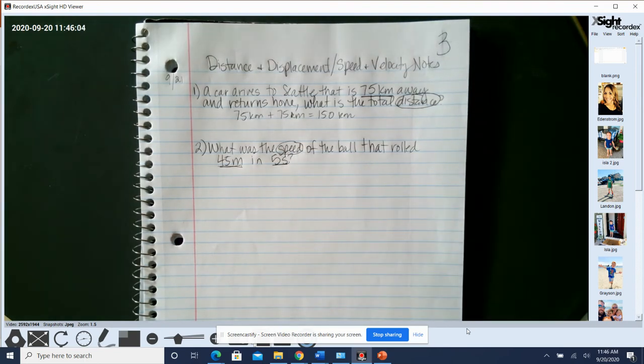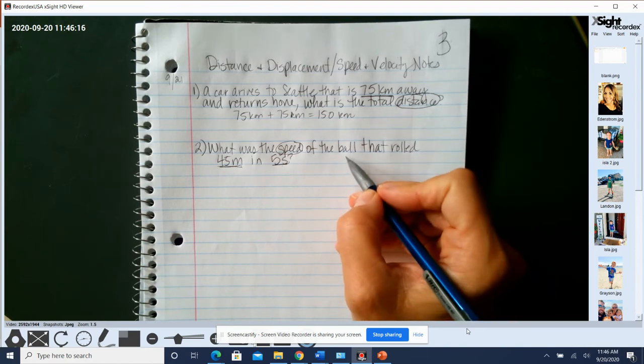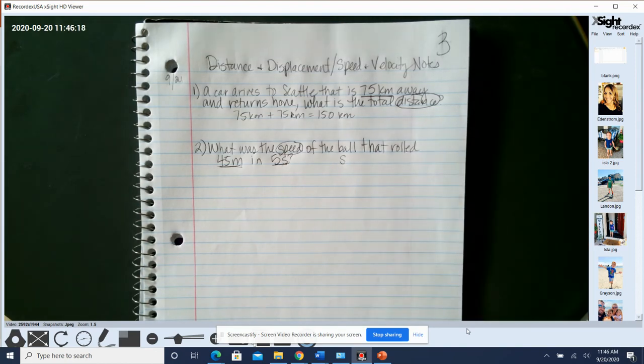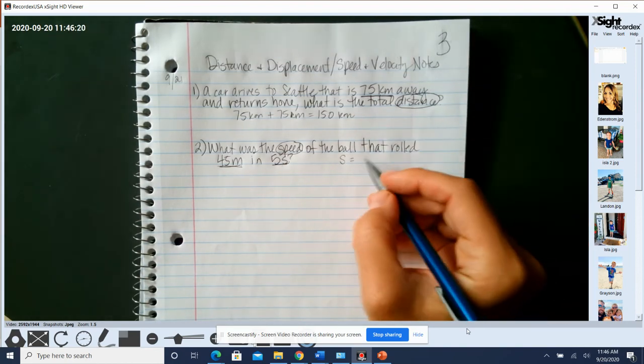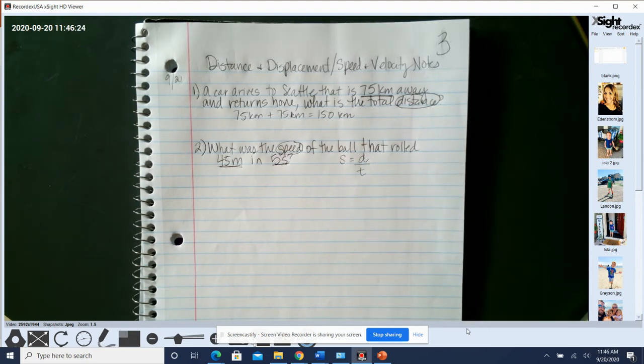Okay. Now in the next round, when we really get into the math of this, I'm going to be even more explicit, showing you that we write down our variables and all that. So since we know that the equation is speed, and I'm going to use S for speed, equals distance divided by time, okay?